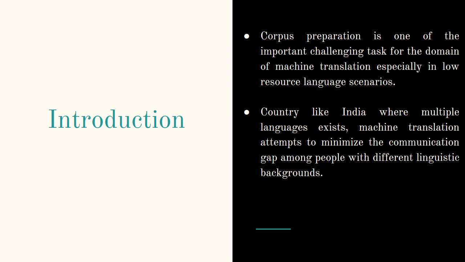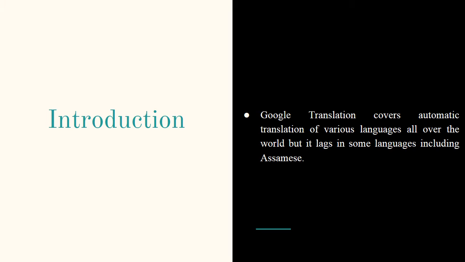Corpus preparation is one of the major issues in the domain of machine translation, especially for low resource language scenarios. In a country like India, where multiple languages exist, machine translation attempts to minimize the communication gap among people with different linguistic backgrounds. Although Google covers many languages all over the world, it lacks in the Assamese language.